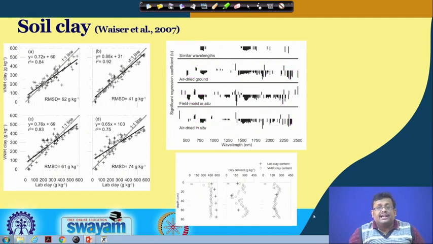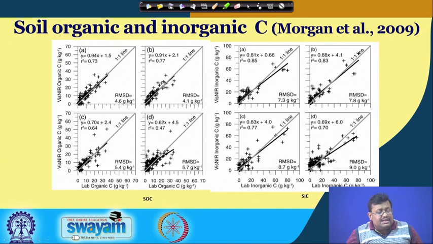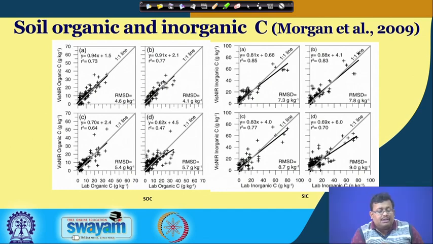So, you can see soil clay can be predicted by using this technique. Another important aspect of soil is organic carbon and inorganic carbon, and these scientists, Morgan et al., have proved that you can use this visible near infrared, diffuse reflectance spectroscopy to produce the quantification, or you can predict both organic carbon and inorganic carbon.